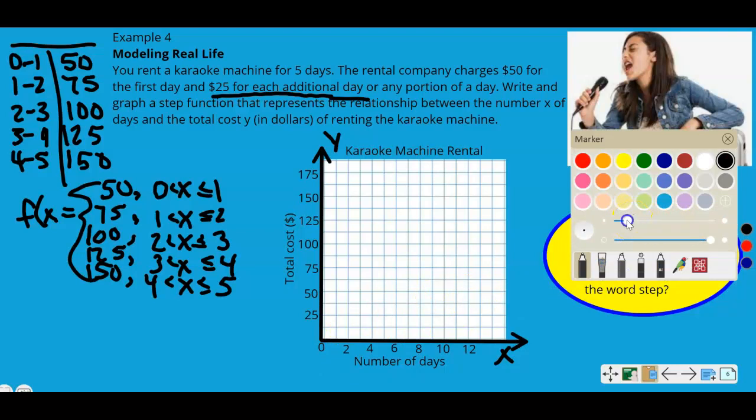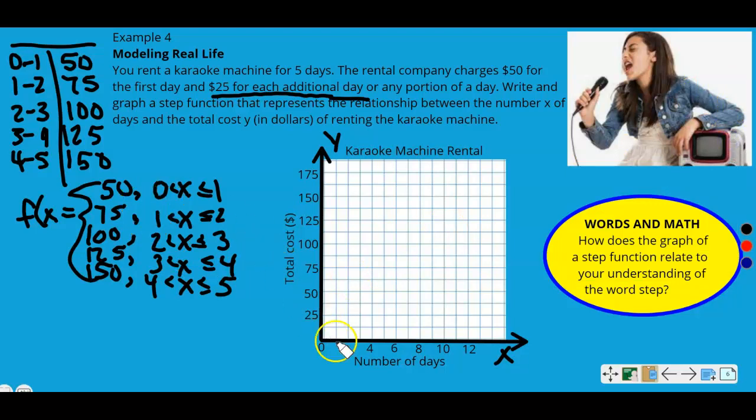So from 0 to 1, we know we're going to have, let me see, I need to make this a little smaller here. All right, so this is our number of days. So from 0 to 1, it's going to be $50. So it's going to be an open circle here, and it's going to be a closed circle here. And then everything in between, not renting a karaoke machine, which is the 0, to renting it for 24 hours, which is 1 full day, would be included right here for the $50.